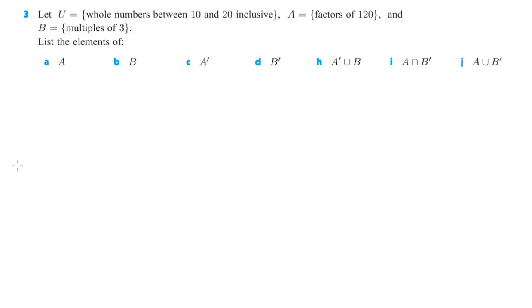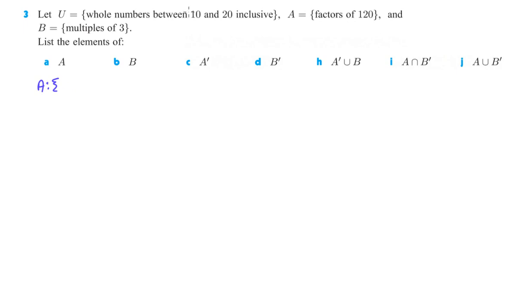All right, let's look at 3. Let U equal whole numbers between 10 and 20 inclusive, so including 10 and 20, and then A are the factors of 120, and then B are the multiples of 3. All right, so first thing says list the elements of A. Okay, so A is, let's see, factors of 120.